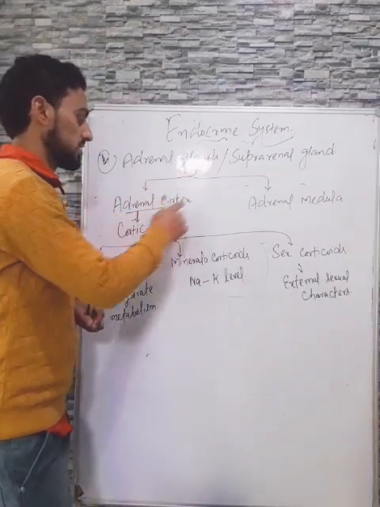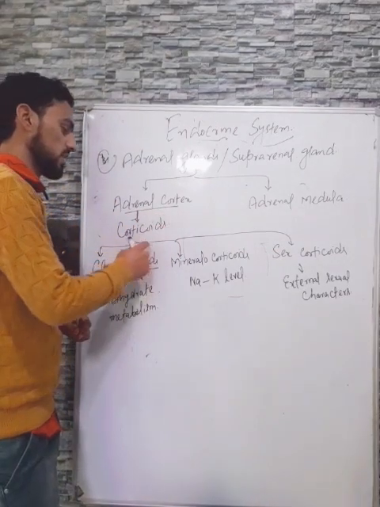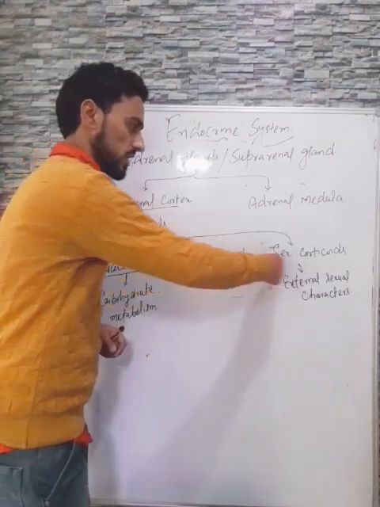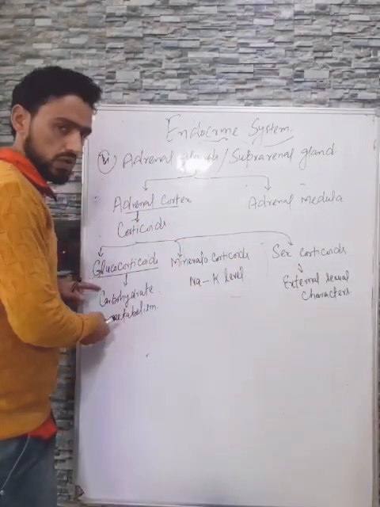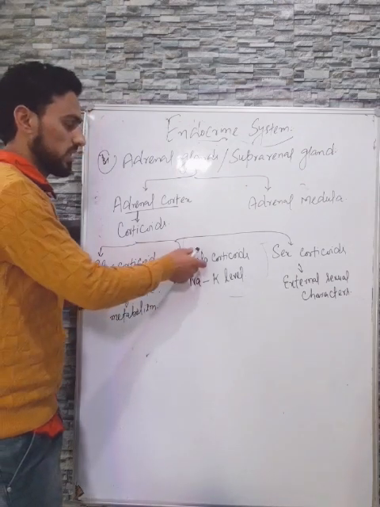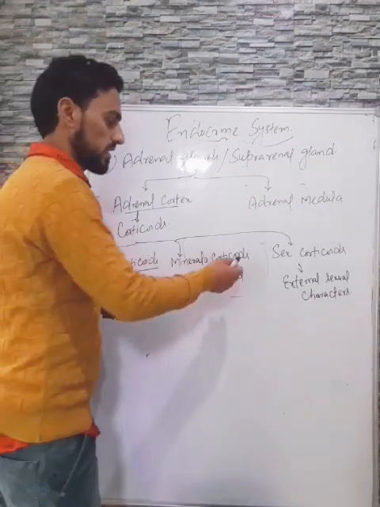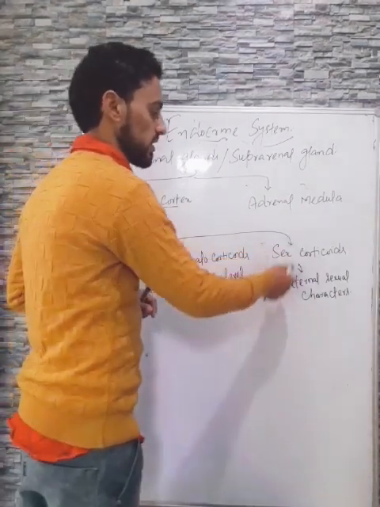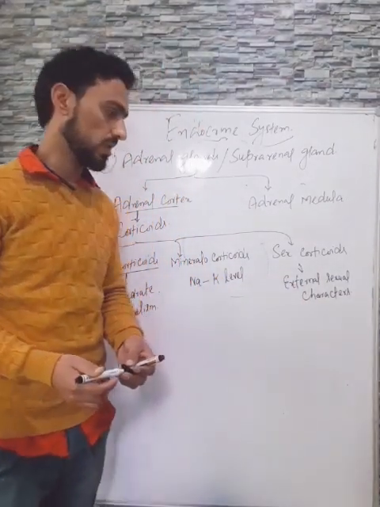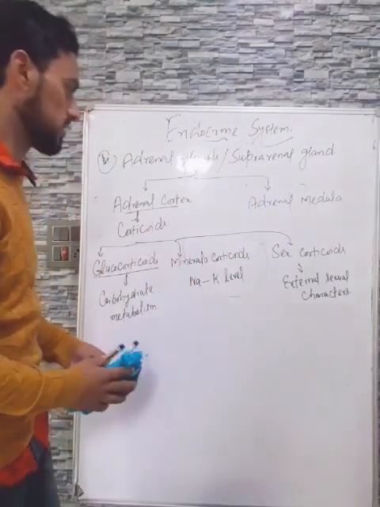The adrenal gland has two parts, the adrenal cortex and the adrenal medulla. The adrenal cortex secretes hormones known as corticoids, which are glucocorticoids, mineralocorticoids, and sex corticoids. Glucocorticoids regulate the glucose and carbohydrate metabolism of our body. Mineralocorticoids regulate the sodium and potassium level of our blood and body. And the sex corticoids help in the development of the external sexual characters, the secondary sexual characters of our body.